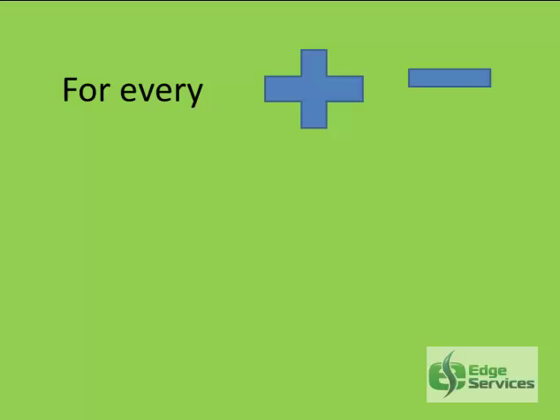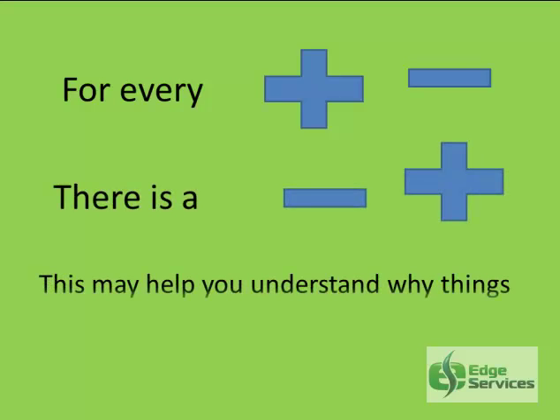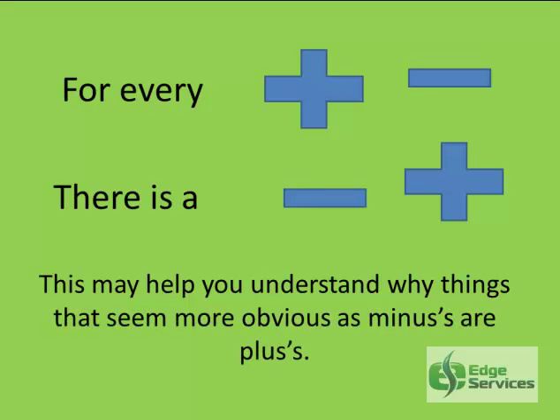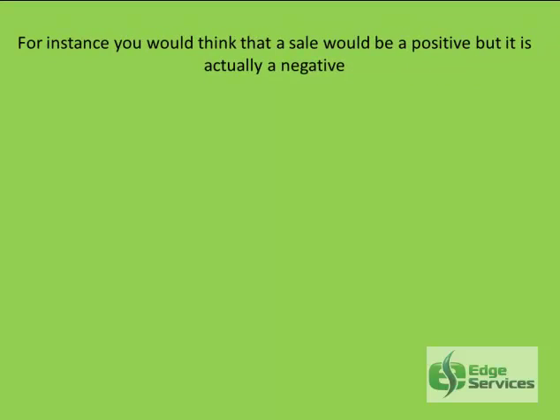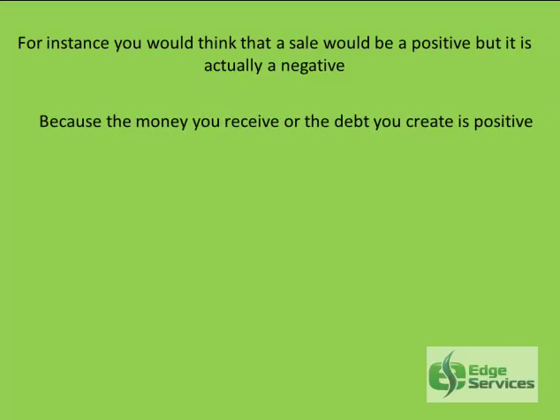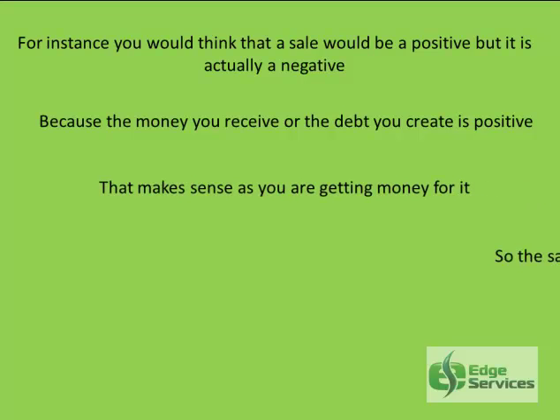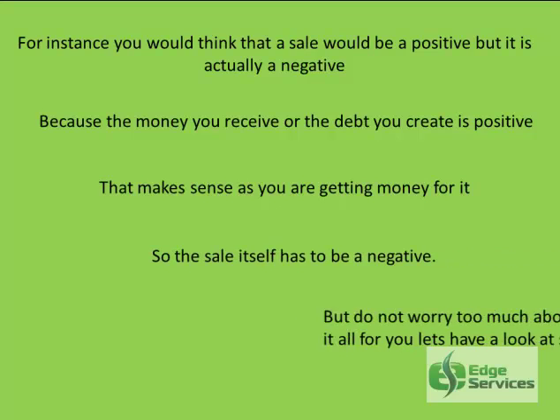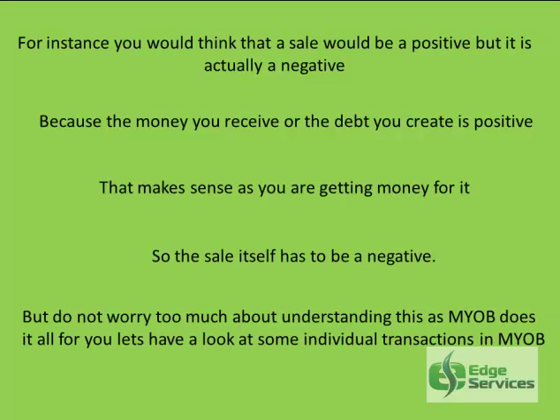For every positive and negative, there is a corresponding negative and positive. This may help you understand why things that seem more obvious as minuses are pluses. For instance, you would think a sale would be a positive, but it is actually a negative because the money you receive or the debt you create is positive. That makes sense as you are getting money for it, increasing your bank account. So the sale itself has to be a negative. But don't worry too much about understanding this as MYOB does it all for you.